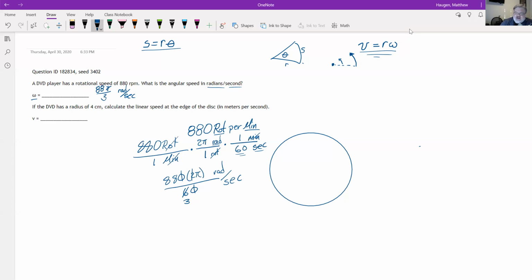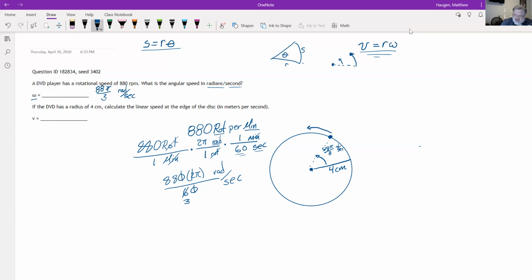So if this DVD's radius is 4 centimeters, and this thing is turning at 88 pi over 3 radians per second, we're essentially being asked how fast is the linear speed along the edge. So how fast is this point going along the edge? Or really any point along that edge. How fast is it spinning?